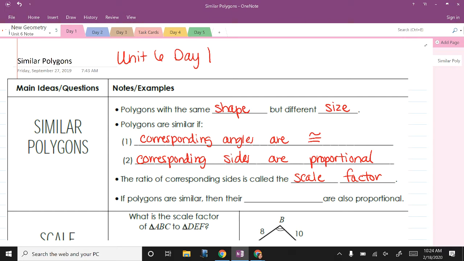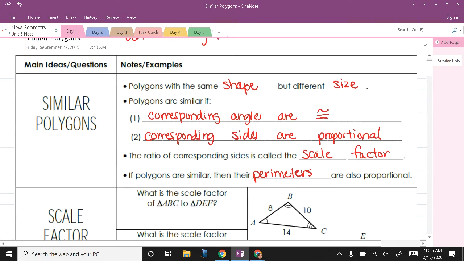Okay, if polygons are similar, then their perimeters are also similar, or proportional, I should say. Perimeter. Now, what's a perimeter? Yeah, the distance around a figure. So the sides are going to be proportional, and the perimeters will also be proportional. Okay, according to the scale factor.